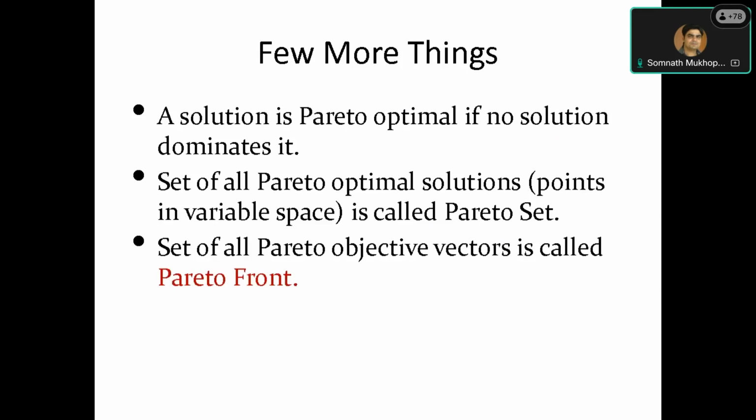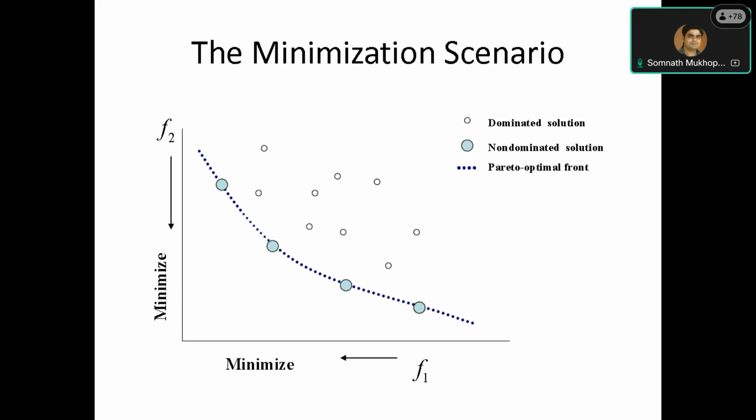A few more things. A solution is Pareto optimal if no solution dominates it. The set of all Pareto optimal solution points in variable space is called the Pareto set.